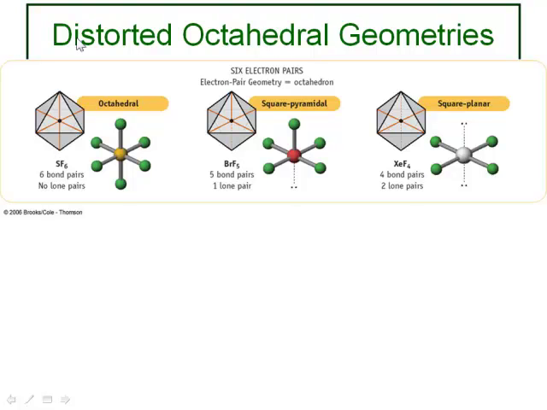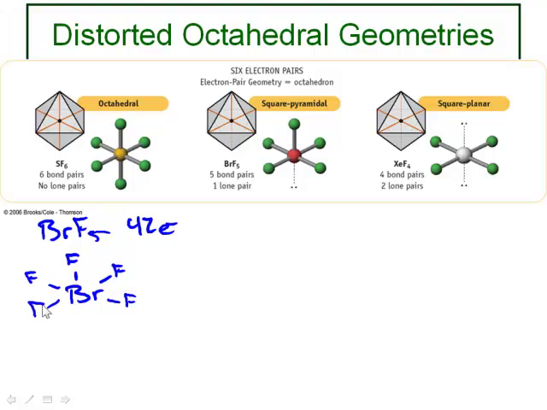Now, just like distorted tetrahedrals and distorted trigonal bipyramidal geometries, there are also distorted octahedral geometries if we have 6 electron pairs but not 6 bonded atoms. Let's look at a couple. The first example is going to be bromine pentafluoride, BrF5. How many valence electrons do I have to draw that Lewis structure? 42. So bromine is going to be my central atom, with a bond to each of five fluorines.